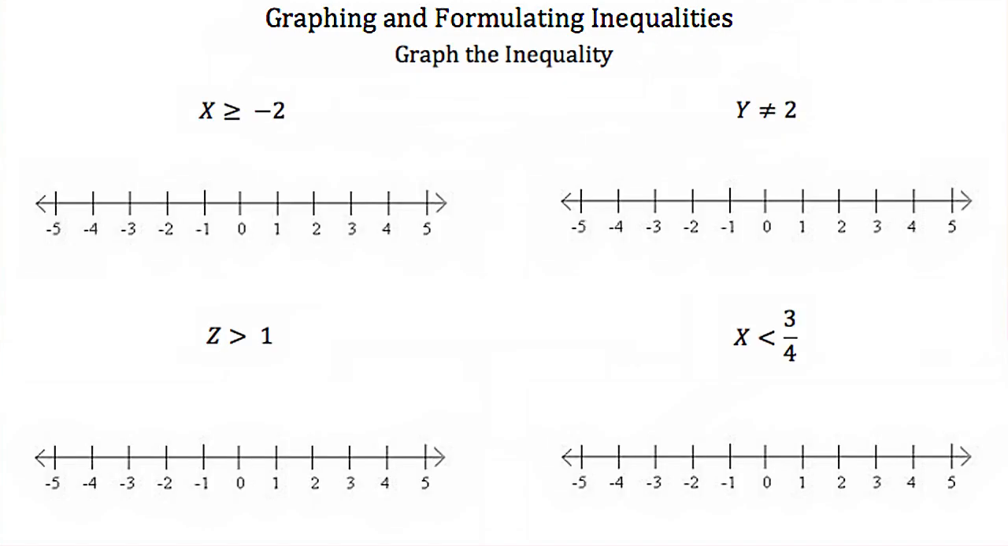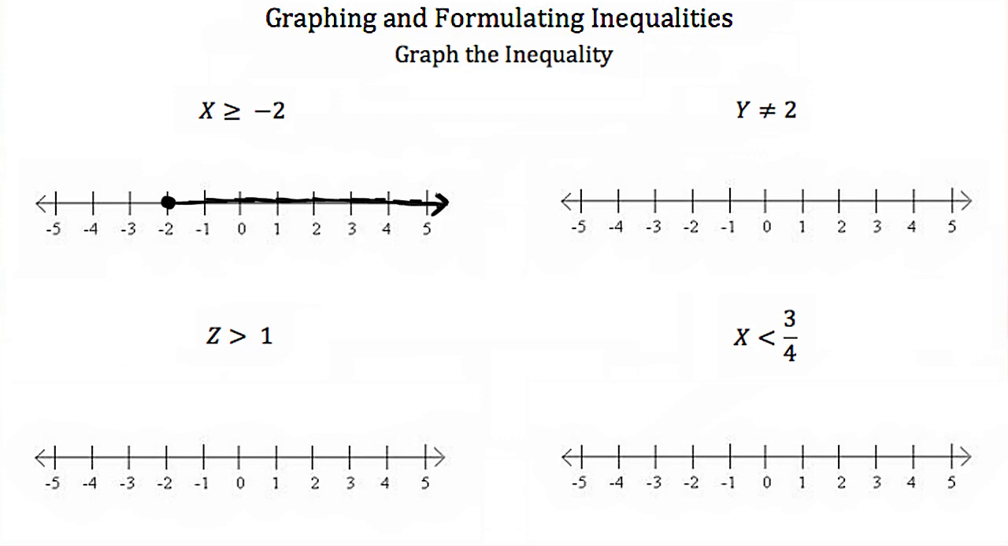Now let's do a little bit more practice with graphing inequalities. Here we have x is greater than or equal to negative 2. Now since it's equal to negative 2, it's a filled in circle at negative 2, and then it's greater than or equal to negative 2, so any number bigger than negative 2 is also an answer. So you fill in everything to the right on your number line.